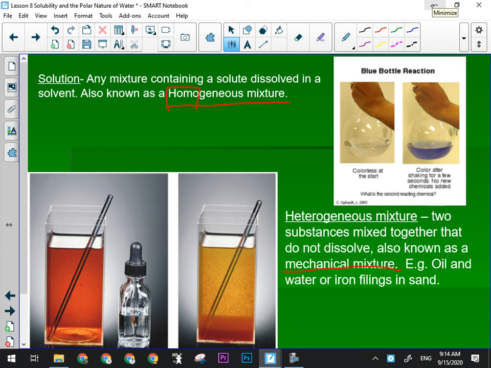Just so we know the two different kinds there: solution versus mechanical mixture. In a mechanical mixture, you can obviously see both parts. The one on the left here, that's a solution or a homogeneous mixture. This is a heterogeneous mixture or mechanical mixture, because I can suspend one in the other, but I can't get it to dissolve. All right, questions on those terms?